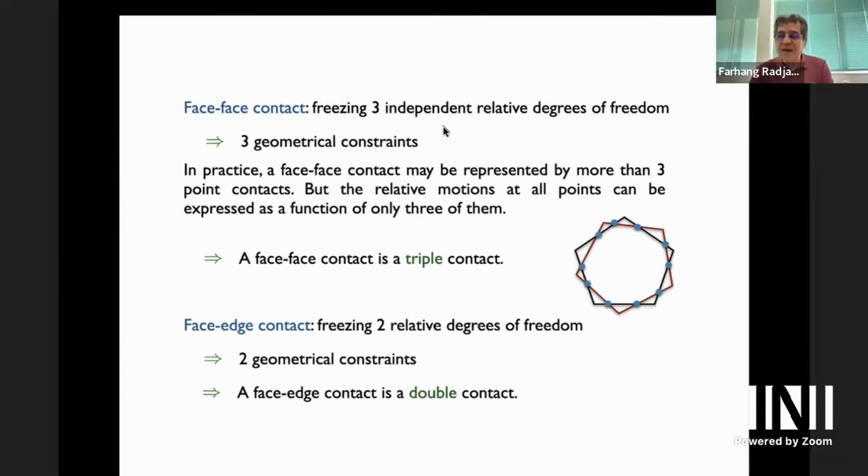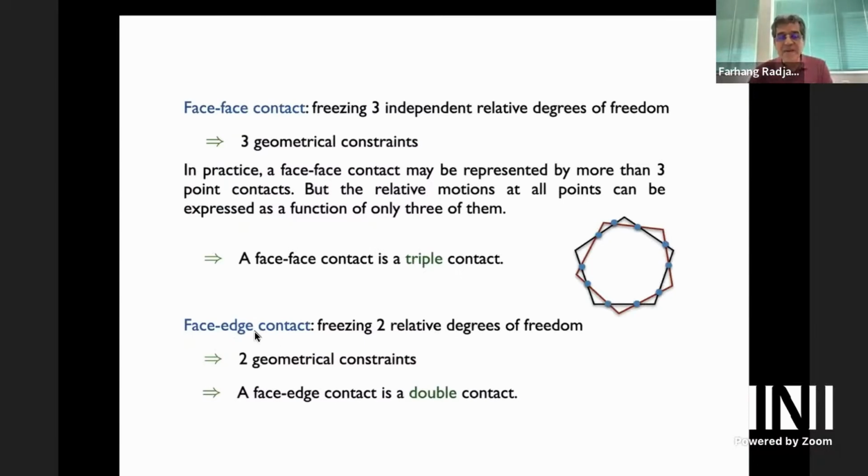Of course, in practice, we may have more contacts. For example, here you see the contact between 2 pentagon-shaped faces. One is slightly rotated with respect to the other, and we have 10 contacts between the edges of these faces. But of course, when we look, in practice, only 3 of them are independent. So the relative displacements at each of these points can be expressed as a combination of 3 independent displacements. That's why we can consider a face-face contact as a triple contact.